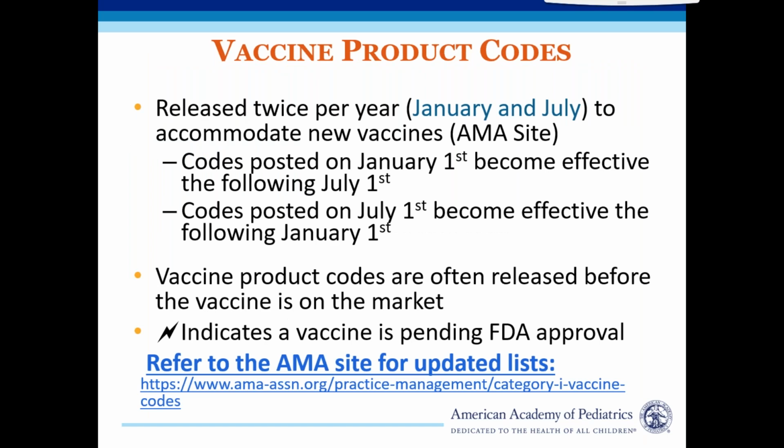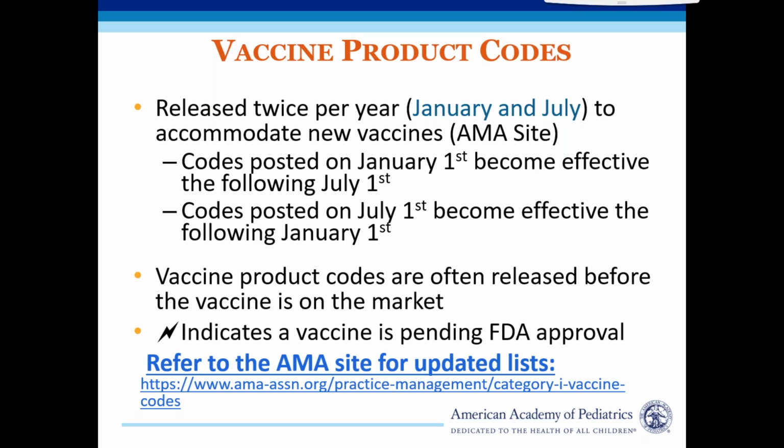Vaccine product codes are released twice annually, which is different from all the other CPT codes, due to the fact that products are coming out throughout the year, and we need to be able to report them once they become available on the market. They are on the AMA, the American Medical Association website, as AMA owns CPT. Codes that are posted on January 1st become effective the following July 1st. And codes posted on July 1st, so the ones that were just posted on July 1st, 2018, will become effective January 1st, 2019.